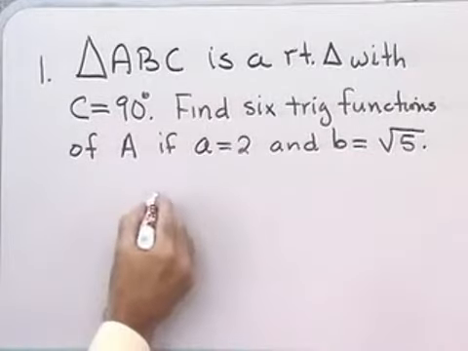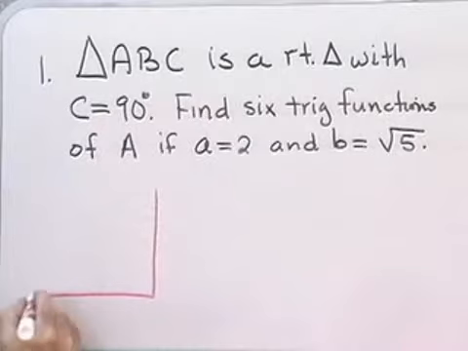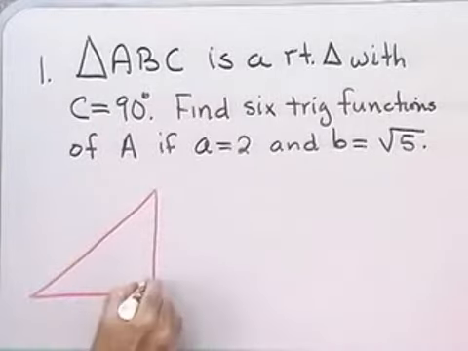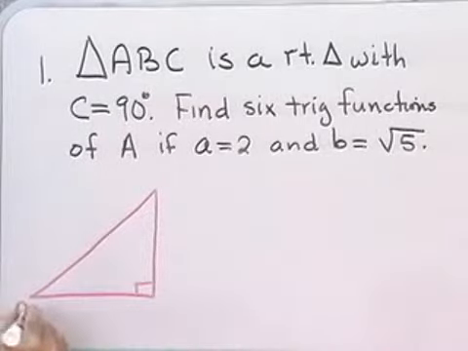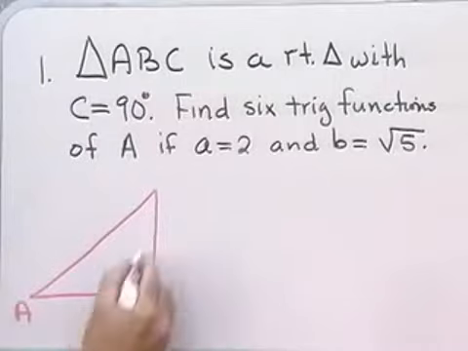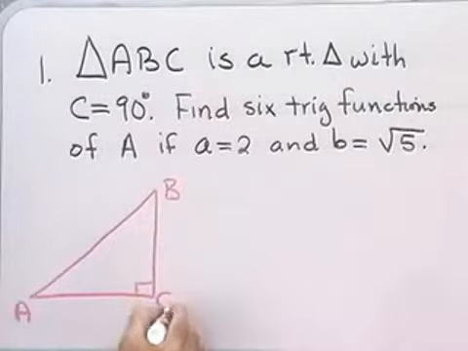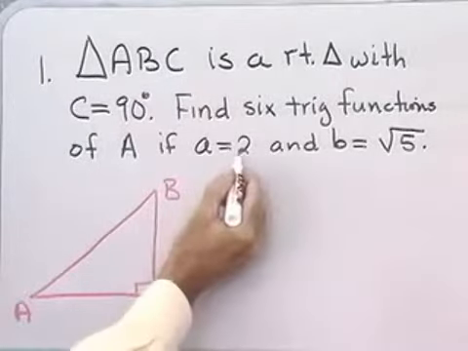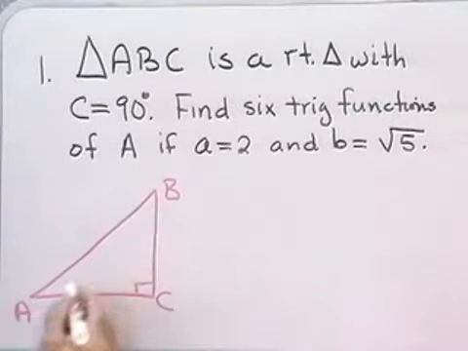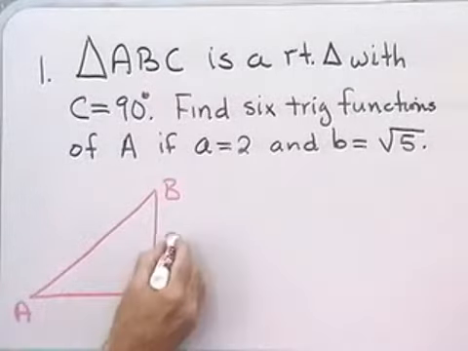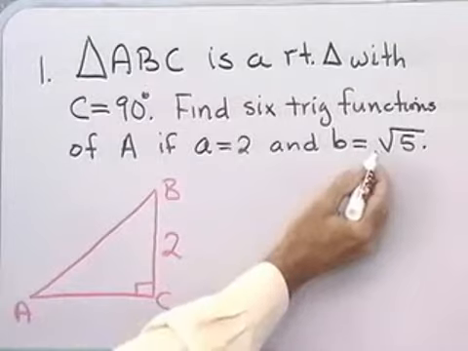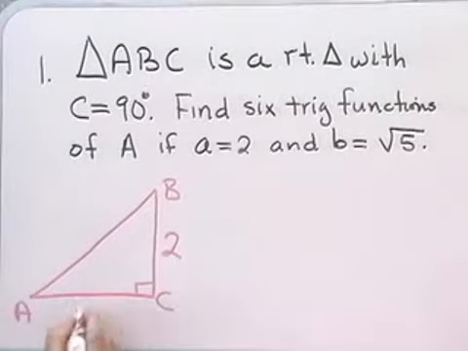So the first thing we want to do is just draw a little picture for reference. So I'm going to draw a little right triangle here. It doesn't have to be accurate. I'm going to label the angles A, B, and I'll make C the right angle. Now what I'm given in this problem is that side A is 2, so side A is opposite angle A, that's 2. Side B is square root 5, that's opposite angle B, so that's square root 5.